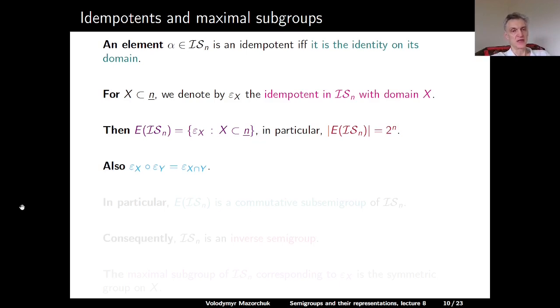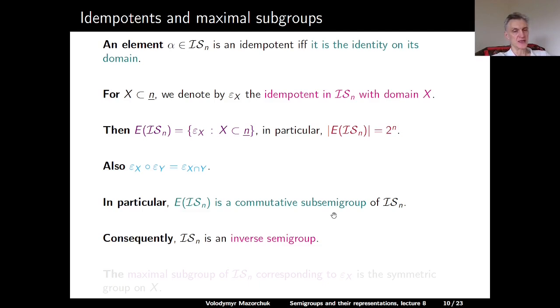If we multiply the identity on X after the identity on Y, we will get the identity on X intersection with Y. So in particular, this is of course a commutative operation, so the set of all idempotents of ISN is a commutative subsemigroup of ISN, and since all idempotents commute, and we have already established that the semigroup is regular, it follows that ISN is an inverse semigroup.